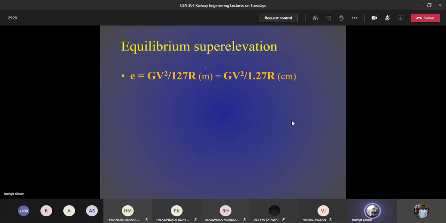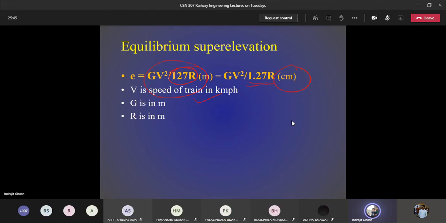But in case, if we want to get it in terms of centimeter, this 127 R will change to 1.27 R. So V is in that case kilometer per hour, G is in meter, R is in meter.